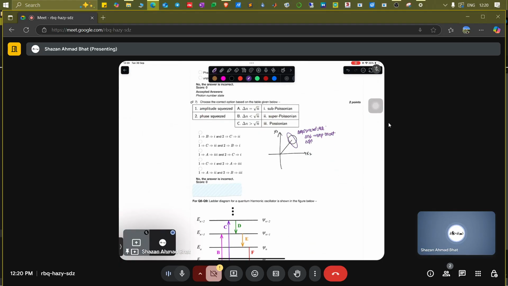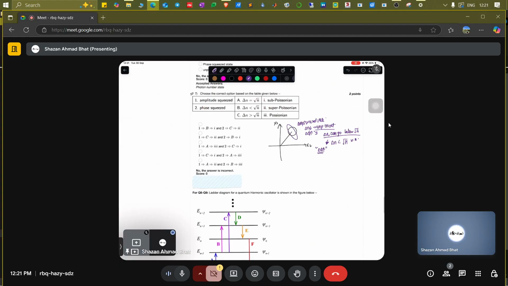Once the uncertainty in the amplitude reduces, your delta n can go below the square root of the average photon number. Because you're reducing the uncertainty in the average photon number, delta n can become less than the square root of n. So this is a possibility. That means it can go lower. But simultaneously, for the same state, your delta phi is going to increase. So you have to keep that in mind. That is one part.